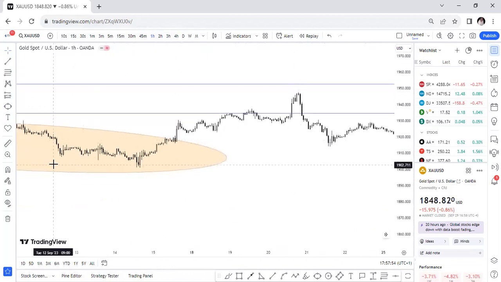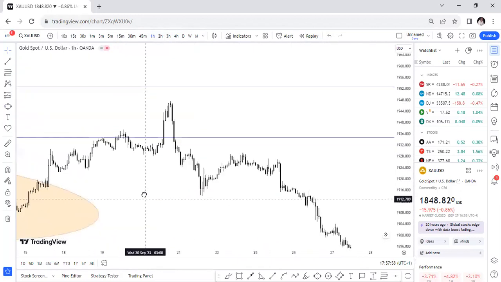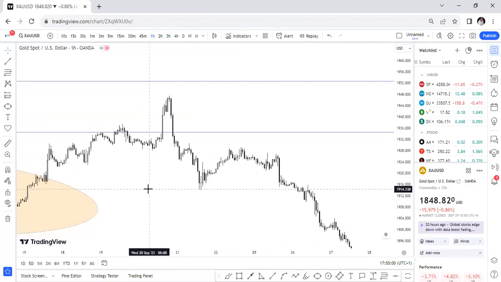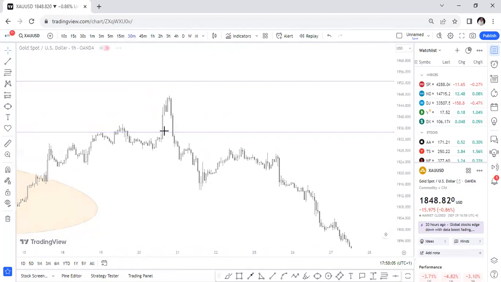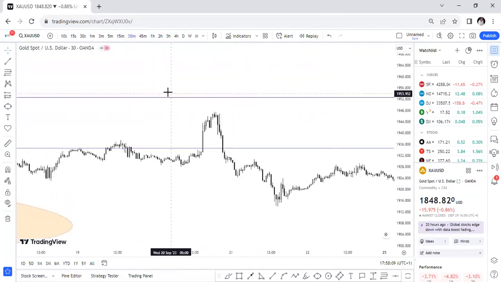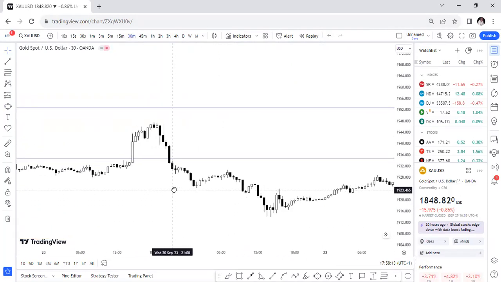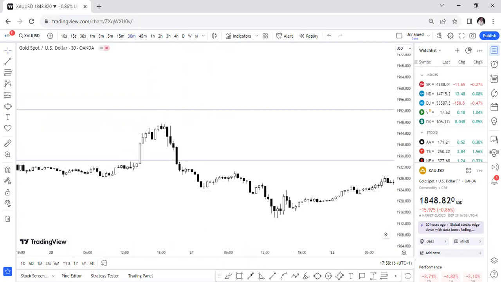Here, you are going to look out for an engulfing within that range. If you don't see it, I will take it lower again. You must have an engulfing. There's no way you won't get an engulfing. We have an engulfing here.